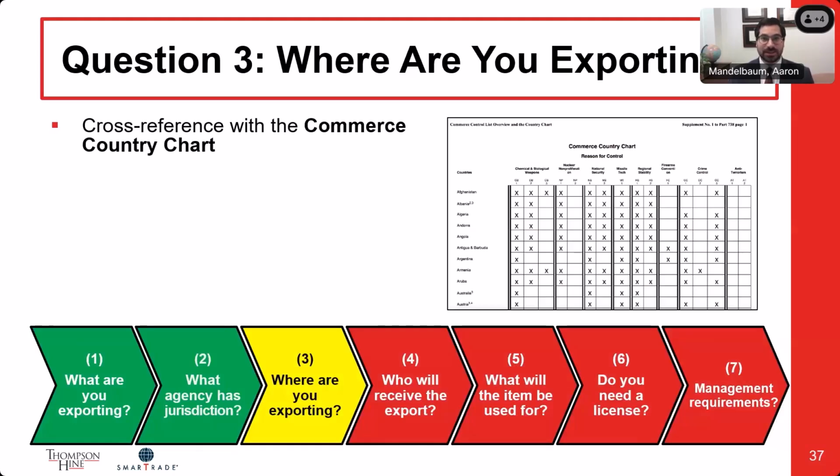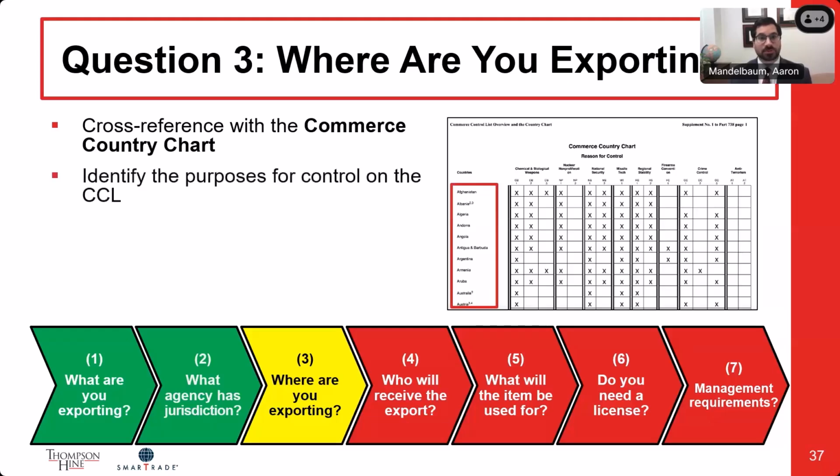As you can see, the rows are going to be filtered according to the end destinations. And what you want to do is see if your item is controlled, if there's a reason for control. That's indicated by cross-referencing the corresponding column and seeing if there's an X, okay? If there's an X, there's a reason. If there's no X, there's no reason for control.